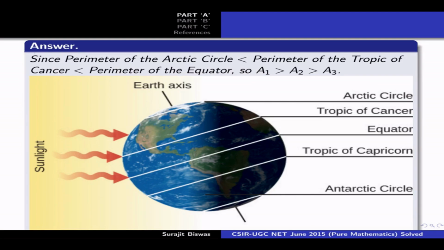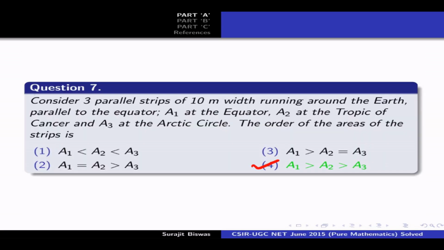Now if you follow this picture and see the positions of the Arctic Circle, Tropic of Cancer and equator, then the inequality is very easy to find. Since the perimeter of the Arctic Circle is smaller than the perimeter of the Tropic of Cancer, and that is smaller than the perimeter of the equator, therefore A3 less than A2 less than A1, and just flip the inequality and you will get A1 greater than A2 greater than A3. That is, this option is correct.